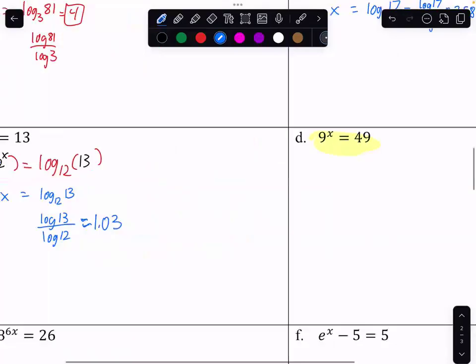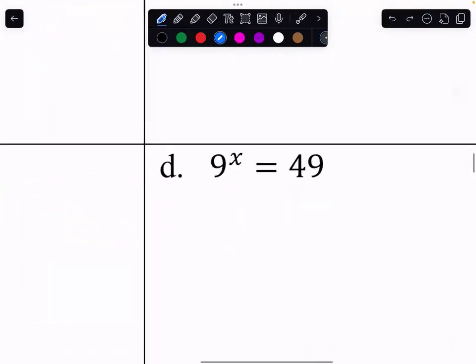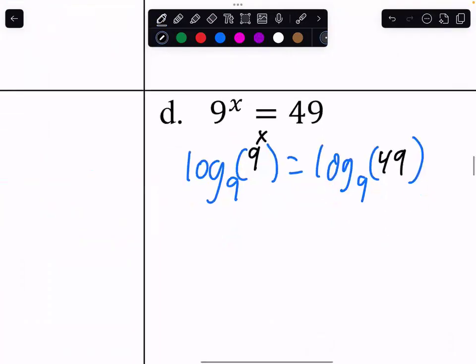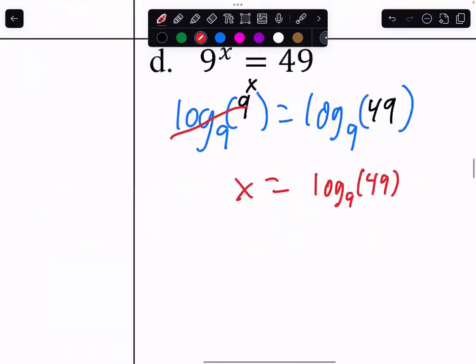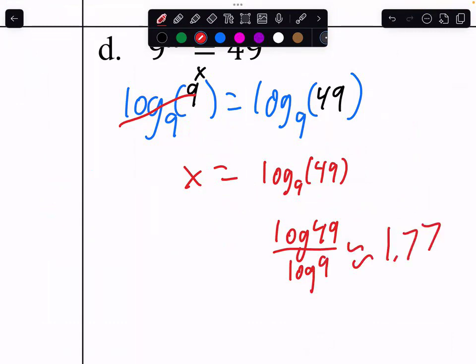Okay, over here, this time we want to undo the base of 9, so we do log base 9 of both sides. Log base 9 of 9 cancels out. Again, the x is by itself, so it means that the other side is the answer. Okay, this one's approximately 1.77.